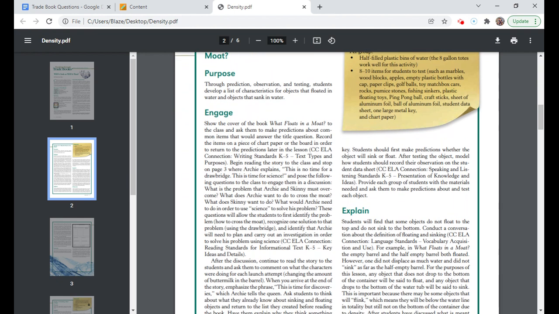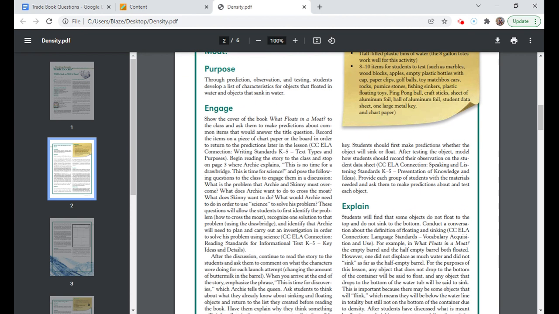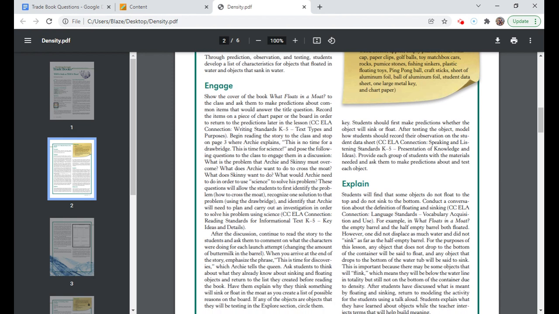So for the lesson plan, the purpose is for students to predict, observe, and test. The students will also develop a list of characteristics for objects that float in water and the objects that sink in the water. So the engaging part of this lesson is to show the cover of the book, What Floats in a Moat, and to have the class just make predictions right off the bat of what they think will float in the moat or what will sink.